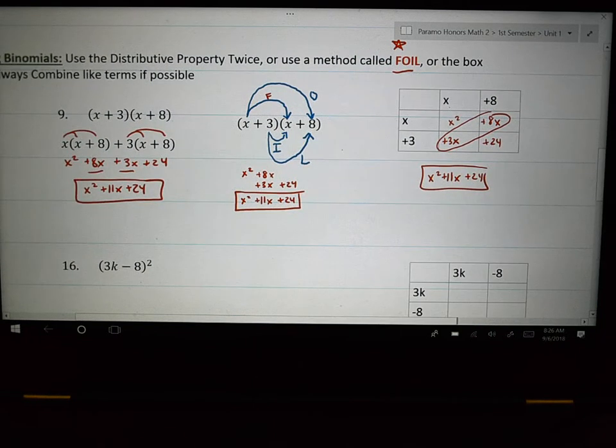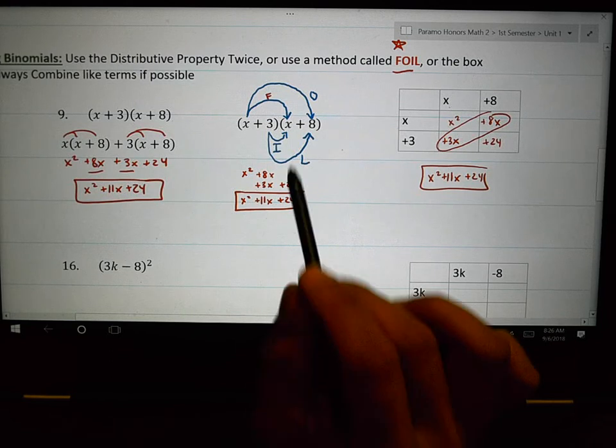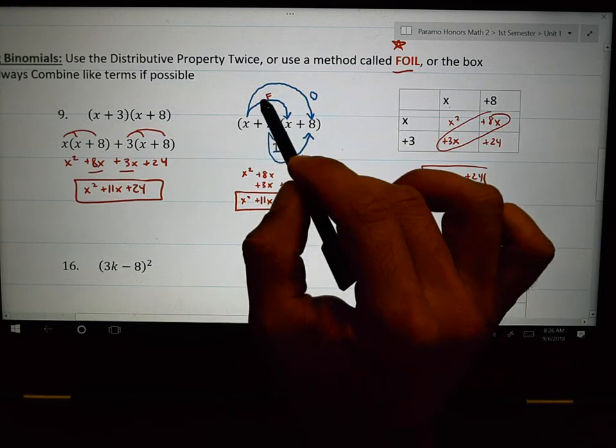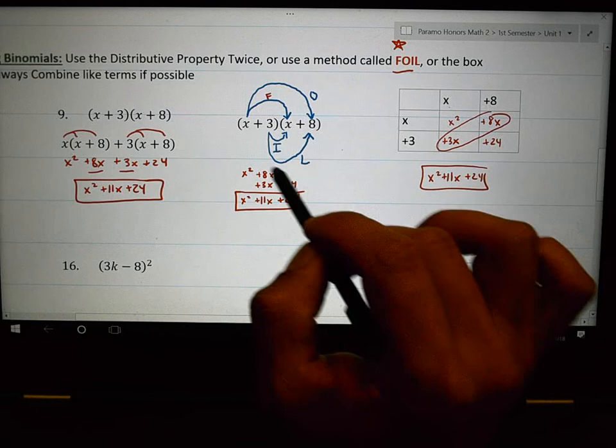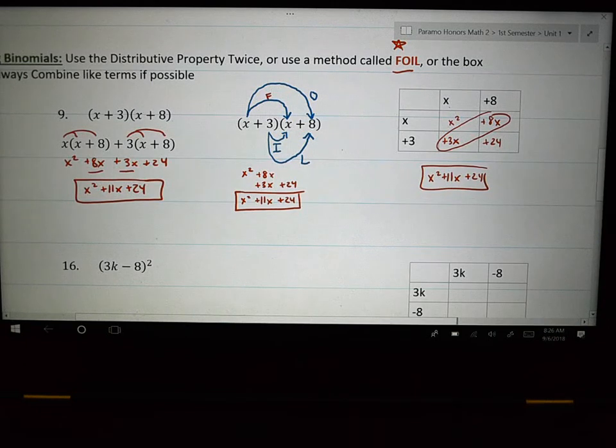The reason why I usually use the FOIL method is because I don't write F-O-I-L. I just remember first times the first, outside, inside, last. It kind of reminds me of the 4 different things I need to do when I'm doing a binomial times a binomial.